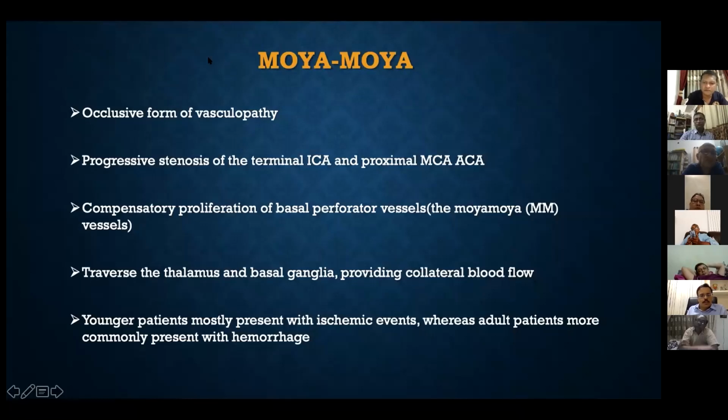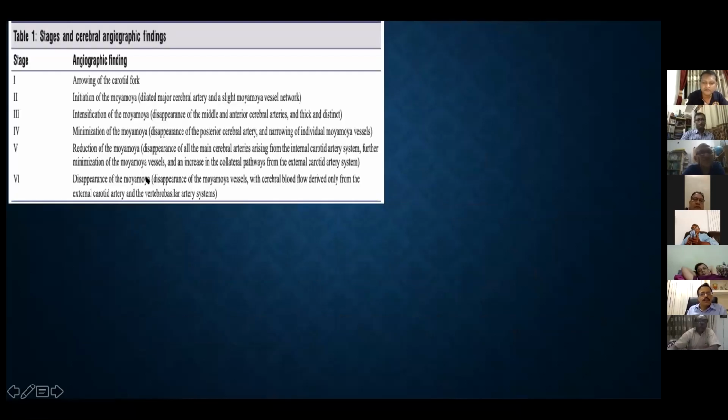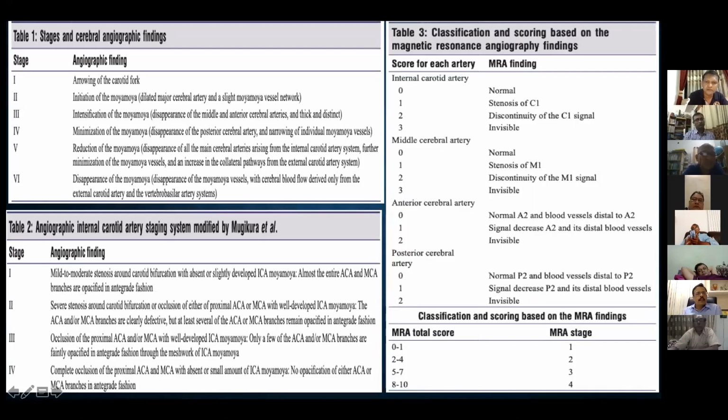So I'll not go into the details. This is the Suzuki classification grading system, grade 1 to grade 6. It shows how moyamoya develops initially: the major vessel disappears, and then even the moyamoya vessels disappear and the external carotid artery takes over, and that is how they grade it. And nowadays there is even an MRA grading system available to grade these patients.